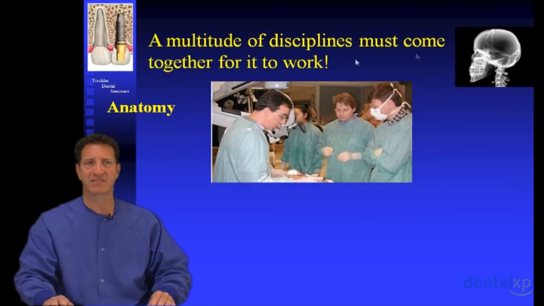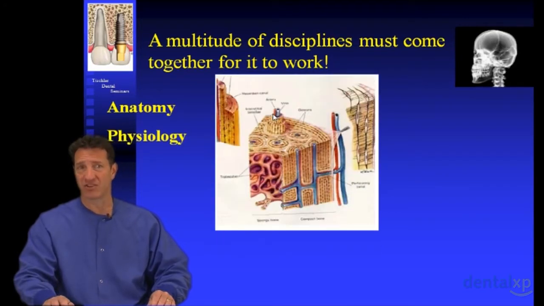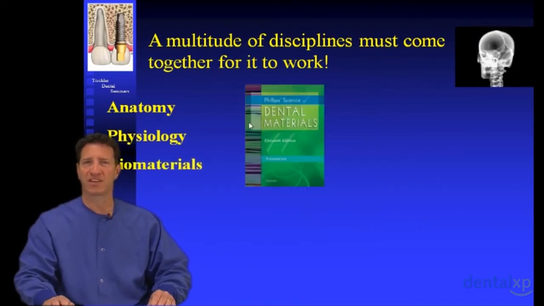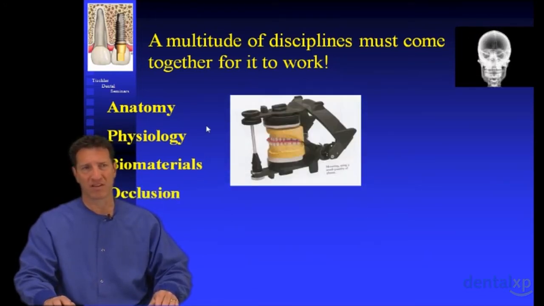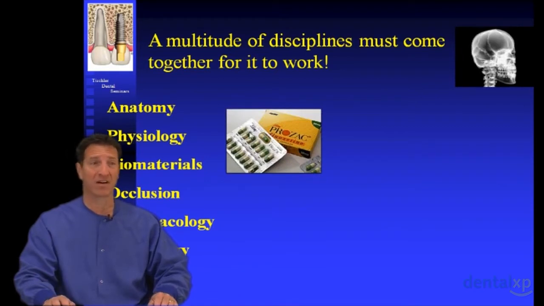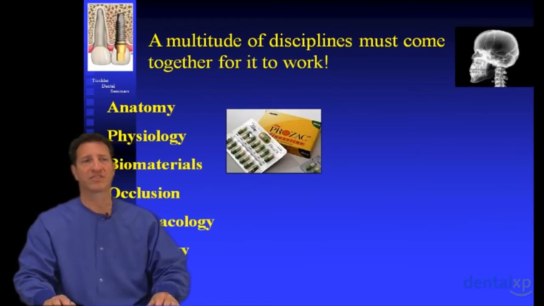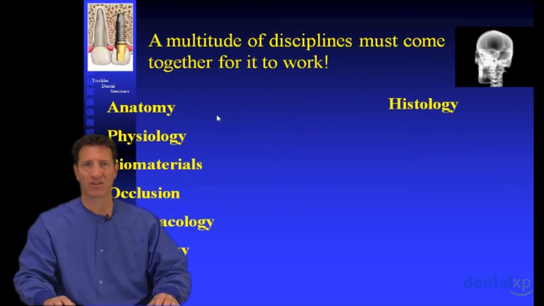But in order to make this miracle of recreation of nature work, we need to understand anatomy. We need to understand physiology. We certainly have to understand what biomaterials are involved. Occlusion is extremely important, and I'll show that more when I talk about treatment planning. Pharmacology gets involved in the medical history, and psychology gets involved, as it does with every patient, but some of these implant cases are quite lengthy. And you want to have a good relationship with the patient and make sure they understand what's going on as far as compliance and the multiple visits.